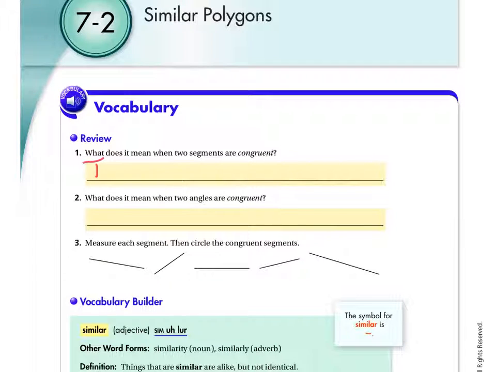So they have the same length. What does it mean when two angles are congruent? They have the same measure. There you go, they have the same measure.